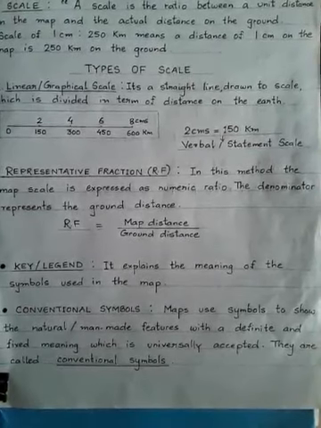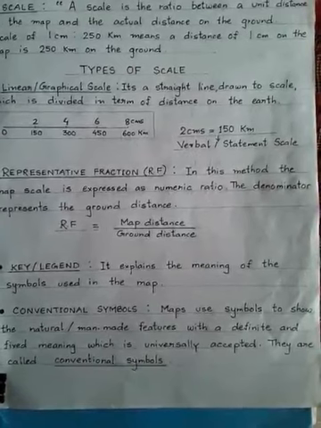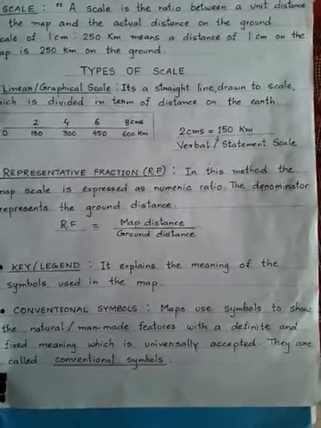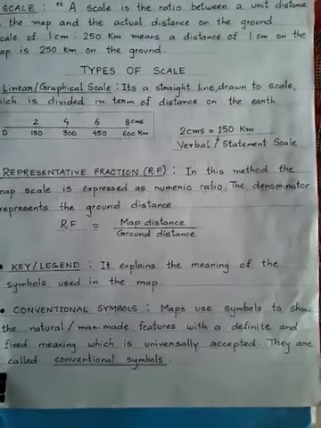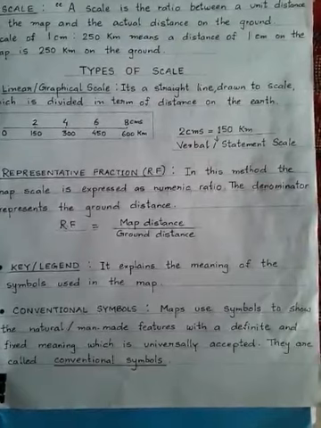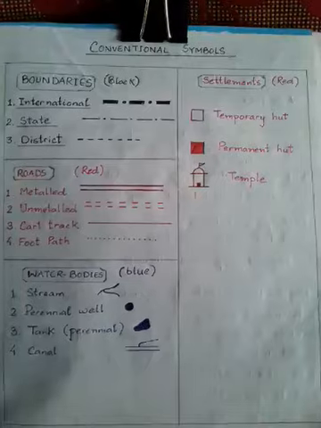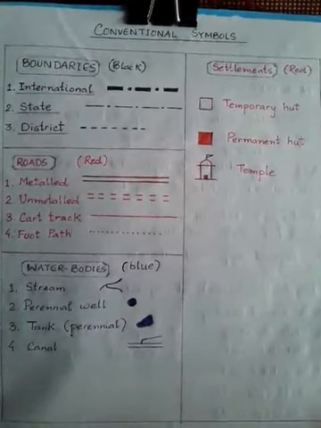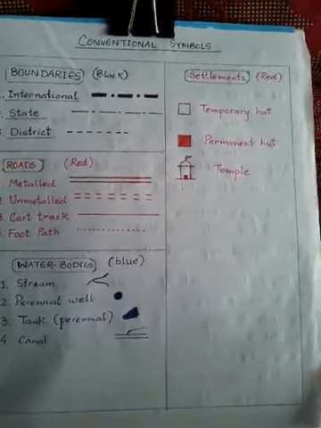What is a symbol? Conventional symbol. Maps use some symbols to show the natural features or man-made features with a very definite and fixed meaning, and that is universally accepted. They are called conventional symbols. These are the conventional symbols you see. These are some selected ones.